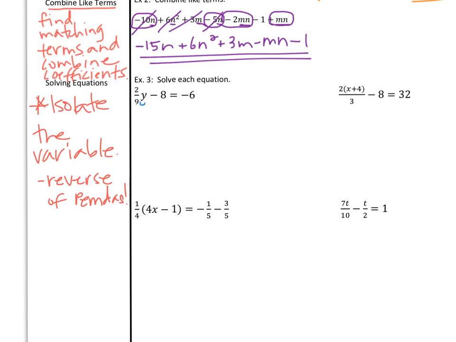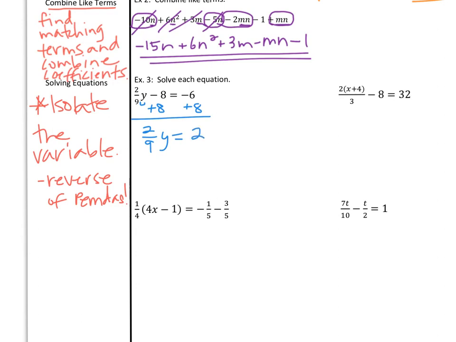If we're going to do reverse of PEMDAS, you'd want to get rid of anything that's being added or subtracted. If it's 2/9 y minus 8, we'd move minus 8 to the other side by doing the opposite operation. We'll add 8. That gives us 2/9 y equals negative 6 plus 8, which is 2.